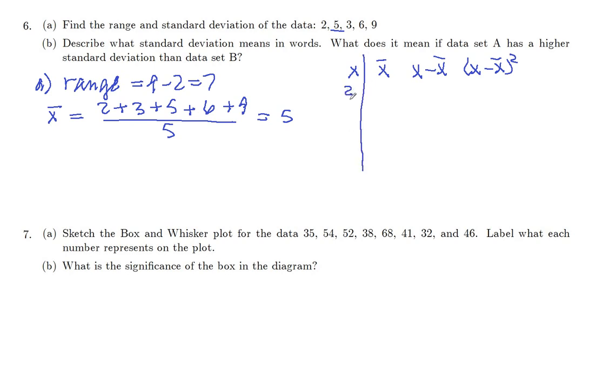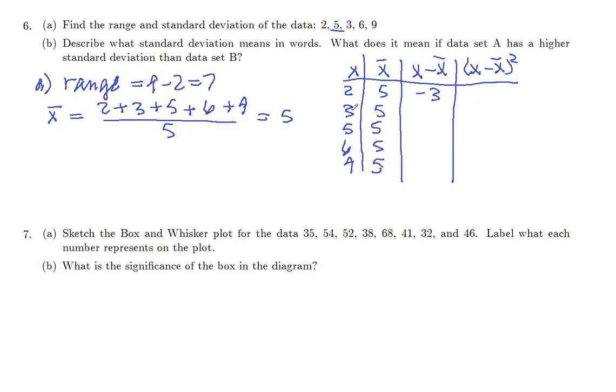So our values 2, 3, 5, 6, and 9. And then x bar 5. And then we subtract our column. So 2 minus 5, negative 3. 3 minus 5, negative 2. 5 minus 5, 0. 6 minus 5, 1. 9 minus 5, 4. And then we square this column.